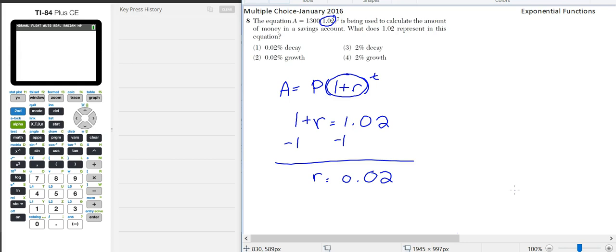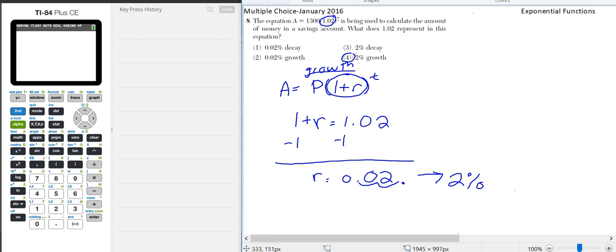If we want to get this as a percent, we have to move the decimal place 2 places to the right, and this becomes 2%. And since we used the exponential growth equation, we know this is exponential growth, and the answer is choice 4.